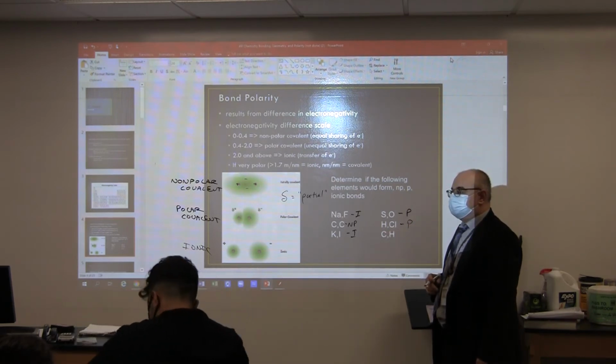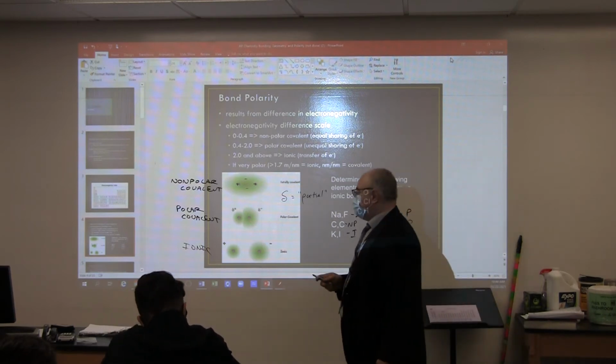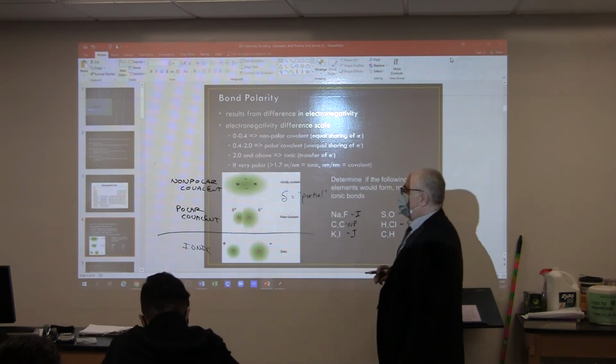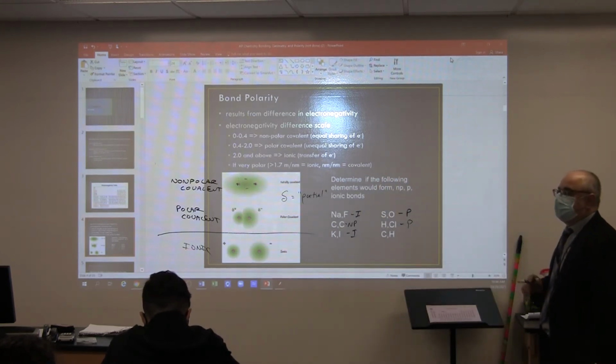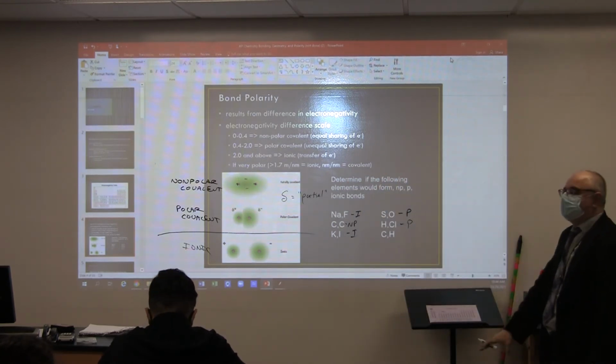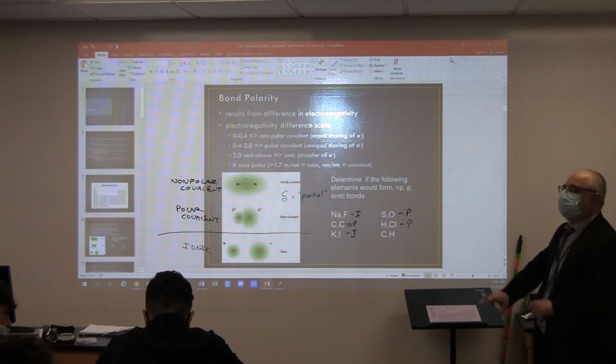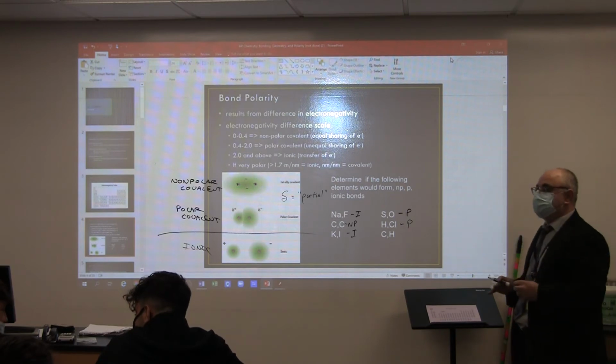Like does metallic and ionic, they don't do it? Yeah, polar and nonpolar just affects covalent bonds. Ionic is just kind of that final category. Once we've crossed the line into ionic, we're not talking about polarity anymore because we've formed full ions.